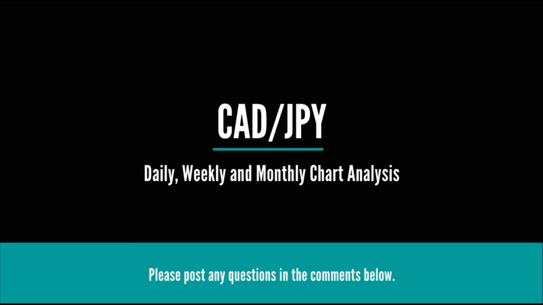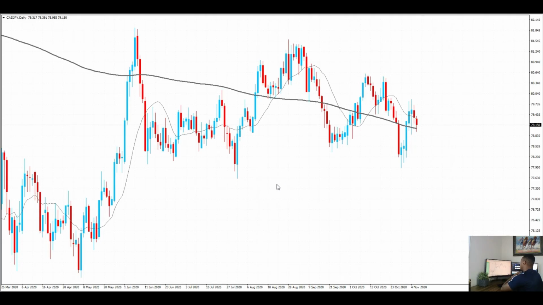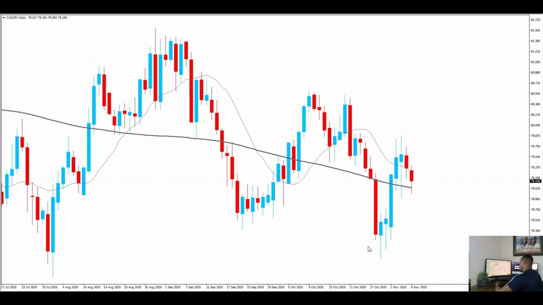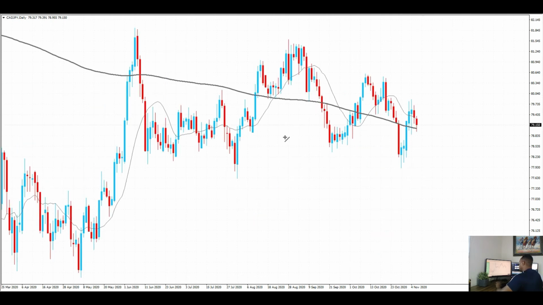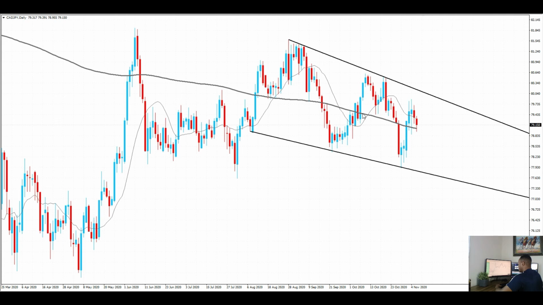Up next is CAD JPY. Okay, so for CAD JPY on the daily chart, you can see that we did have a little bit of indecision running in the market in the past few days. We haven't really gone anywhere, pushing upside, and so far we're kind of just moving sideways a little bit. I've noticed a little channel in the market here. If we connect the lows of price and the highs, you can see we do have a little bit of a channel going through the market.